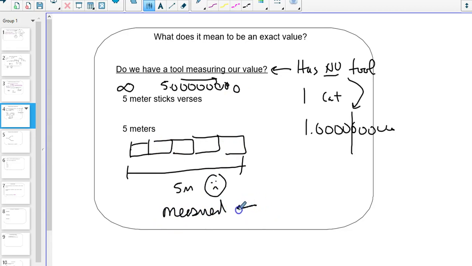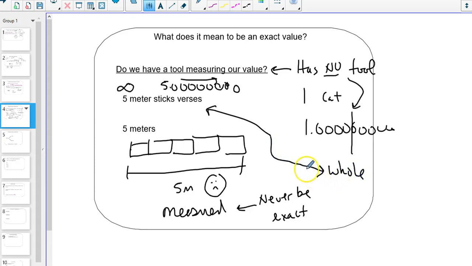Okay, and a measured value can never be exact. Can never be exact. Whereas an exact value is exact. Okay. How do you become exact? There's a little video on that you could look at, but essentially, it kind of has to be a whole number thing, right? And you can have no tool.